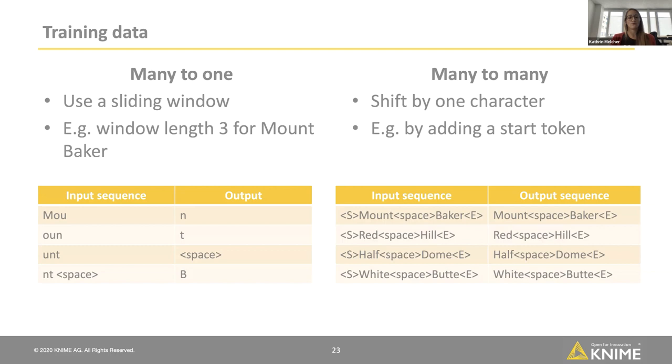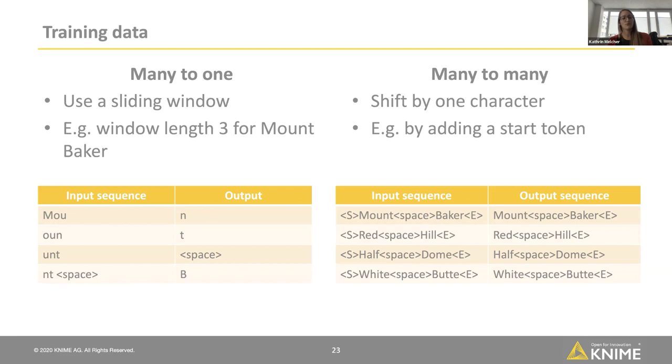This means the way we prepare our data is that we decide a window length, for example, 3. And then our training set would look like this: we always have an input sequence with 3 characters, and then the output is the next character in the sequence. So for example, MOU as input, and the predicted output should be N.